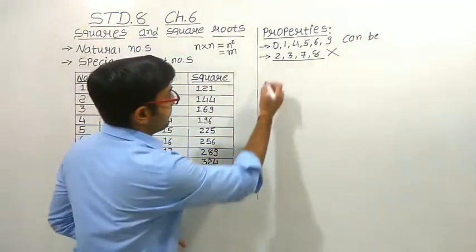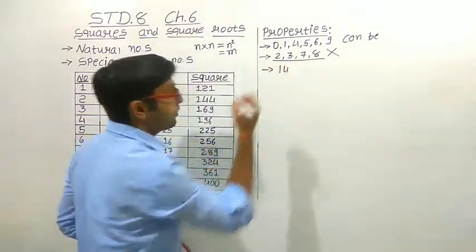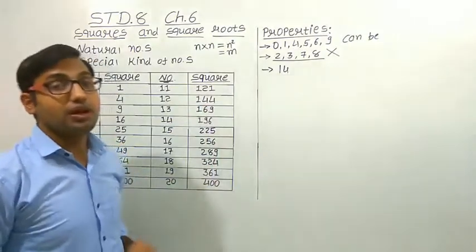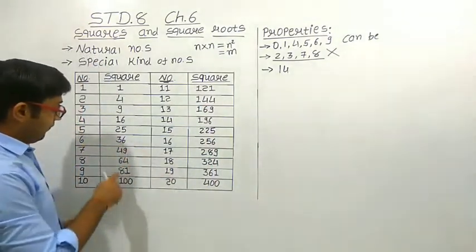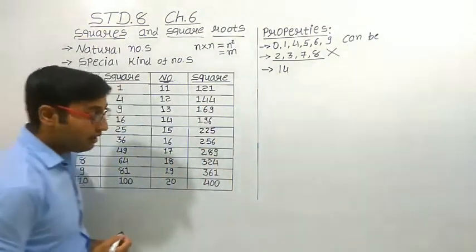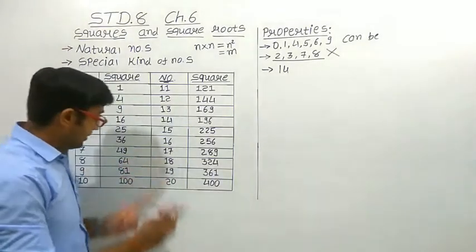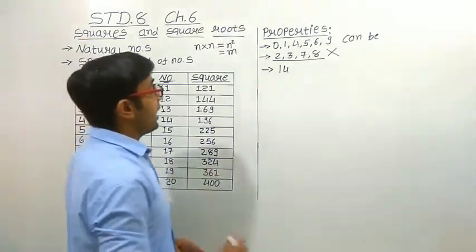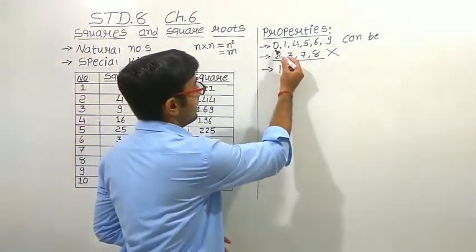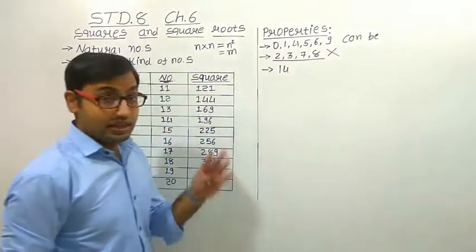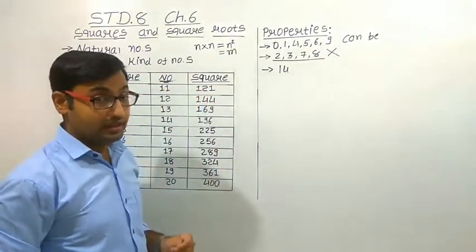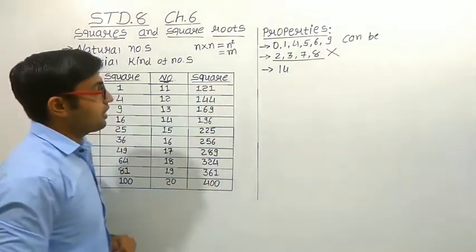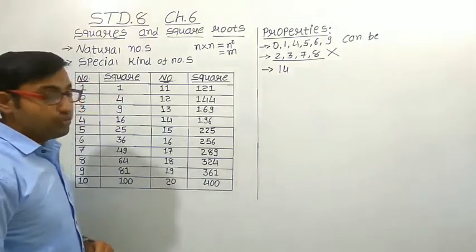Like we can take an example. See, 14. There is a 4 at the unit place, but 14 is not a perfect square number. At the same time, if we take 64, then what will happen? 64, unit place is 4, but it is a perfect square of 8. So, in every case, it is not necessary that if the unit place digit is any of these numbers, then it is a perfect square number, right? It is not a must. So, this is one of the properties that we have to keep in mind.